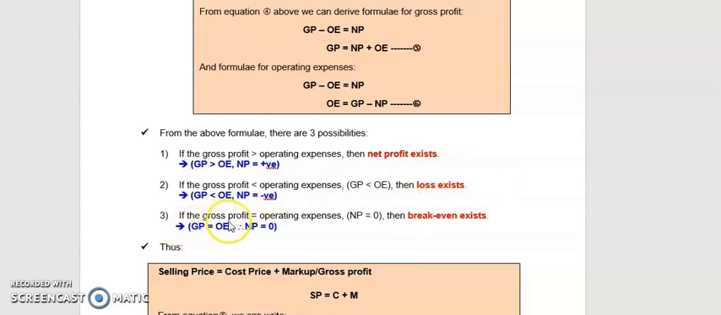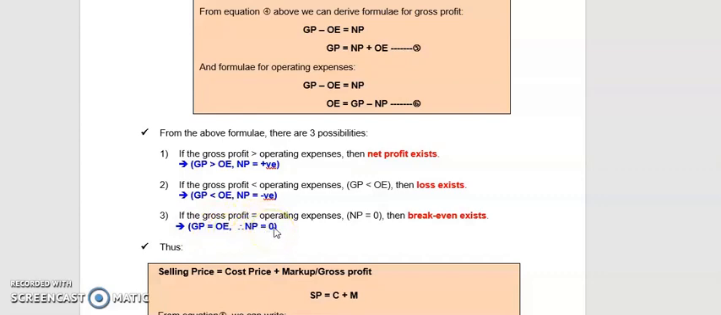And last one, if gross profit equals operating expenses, it means that net profit will be equal to 0. So when this happens, break even exists. Okay, so gross profit, what you earn, is equivalent to how much you need to pay for operating expenses, then we say that net profit equals 0.